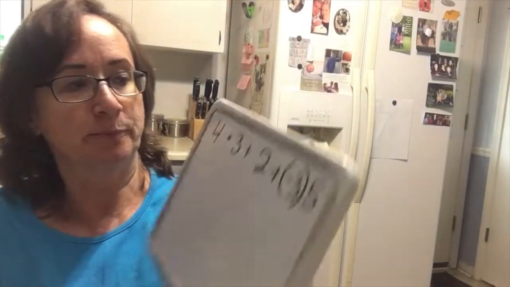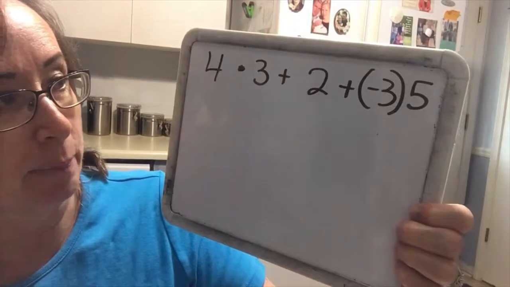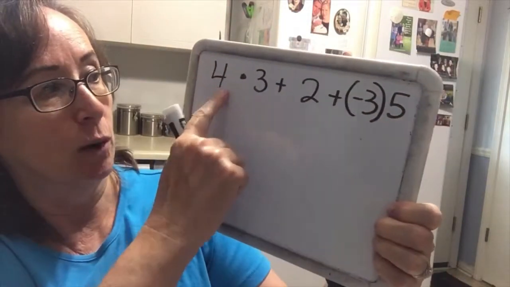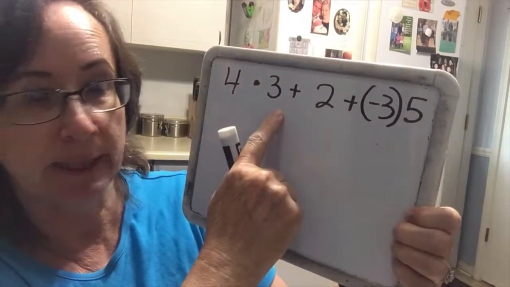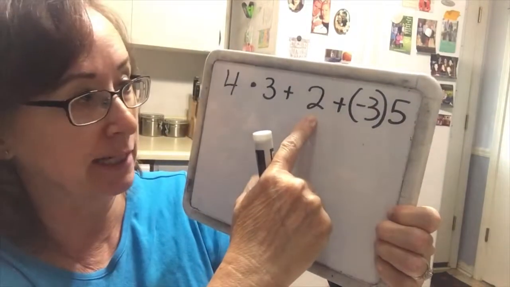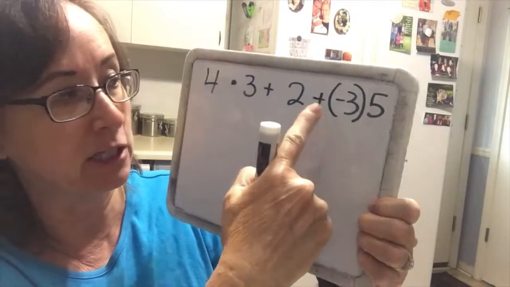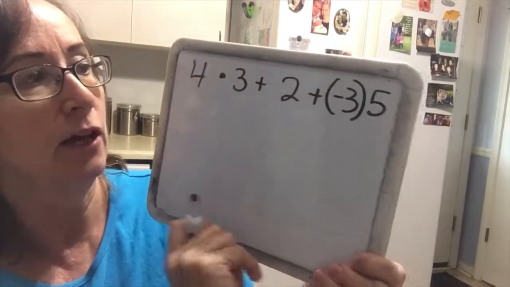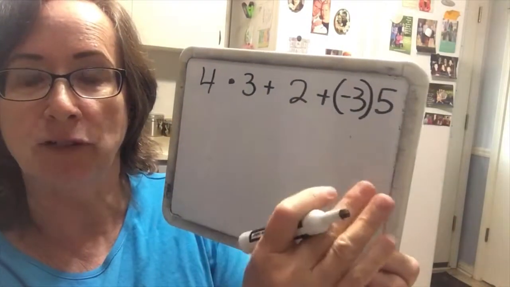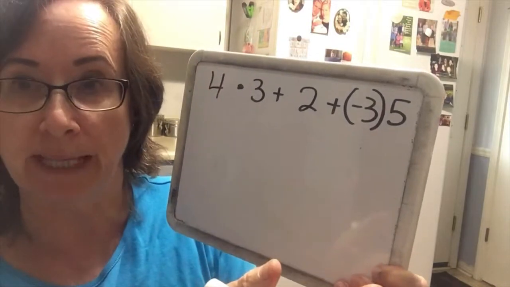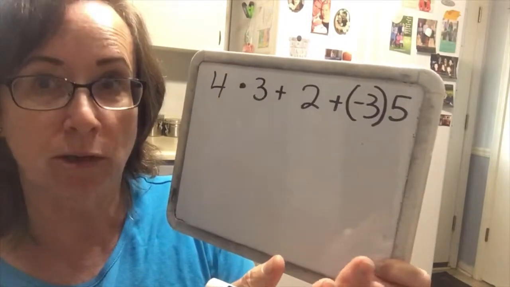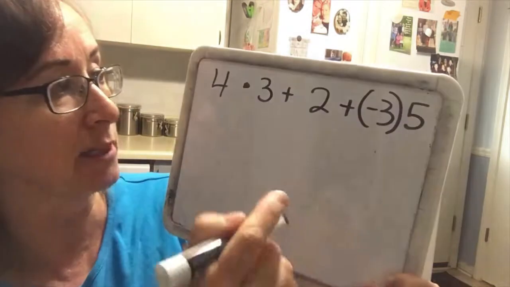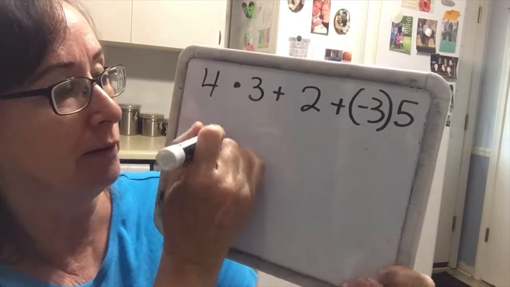So here we have a problem, and we've got 4 times 3, a multiplication, plus 2, an addition, plus another addition, negative 3 times 5, a multiplication. Okay, so we're going to look left to right, and we're going to do all of the multiplications first because our order of operations tells us we must. So 4 times 3 is 12.